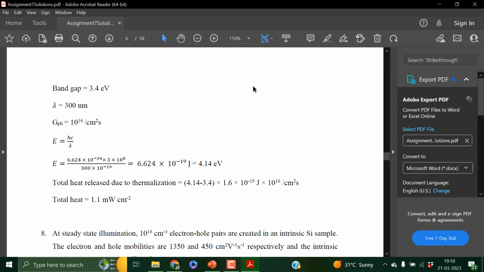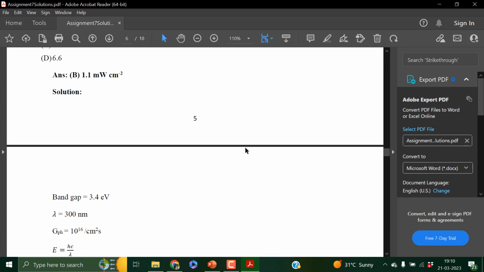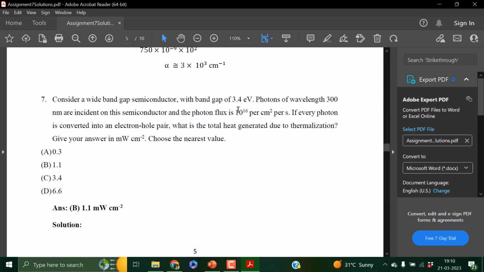4.14 minus 3.4, madam. Yeah, because here it is told that the band gap is 3.4, right? Suppose we have these 300 nanometer photons with us, so they have a particular energy. Out of the total energy, only whatever is required for the band gap will be utilized. Whatever is left behind, even if it gets excited, will return to the ground state. That is lost. Here they are asking due to thermalization alone, right? Yeah, that is why we subtract.